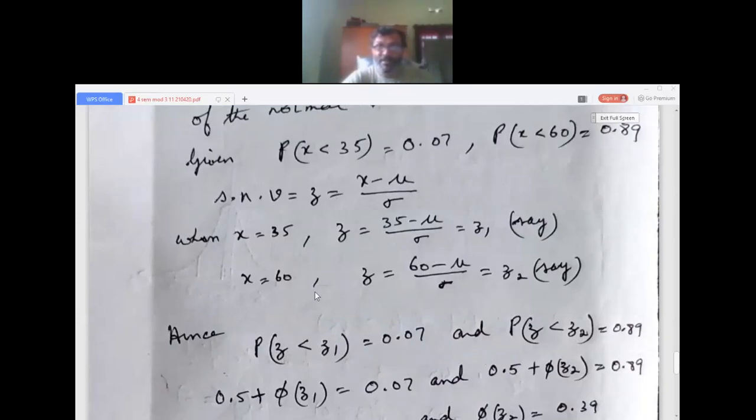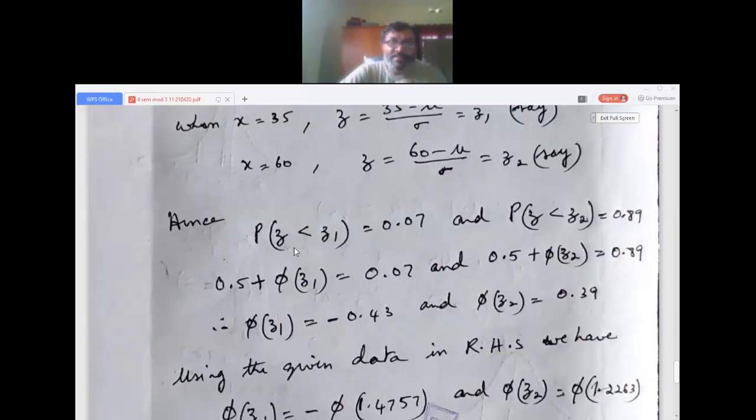And here, X less than 60, it will be Z equals Z2. So P of Z less than Z2 is 0.89. From here, this same type of problem I have discussed in the previous class, only the numbers are changing here. Now P of Z less than Z1. For this there is a standard formula I have given in the first class. In the first class I have given some 5 or 6 formulas. In that you just refer.